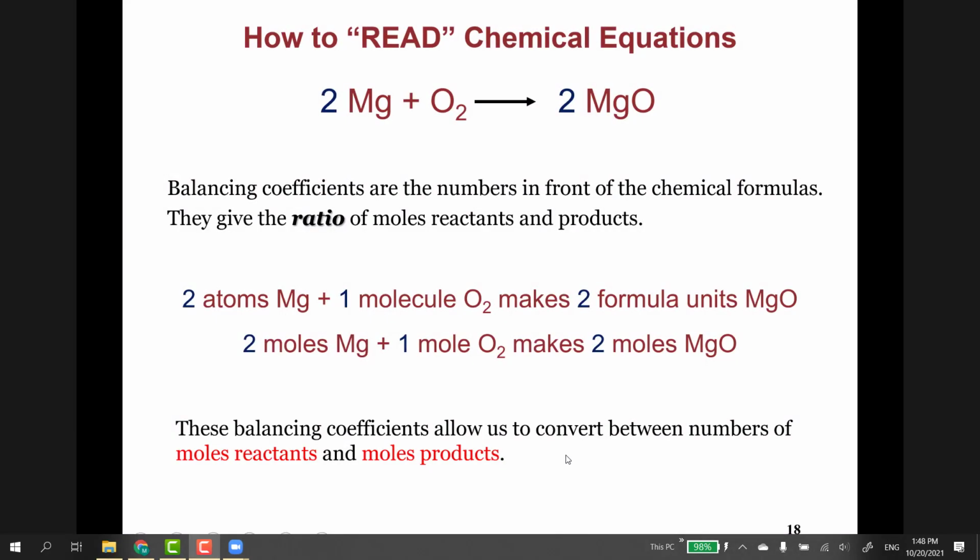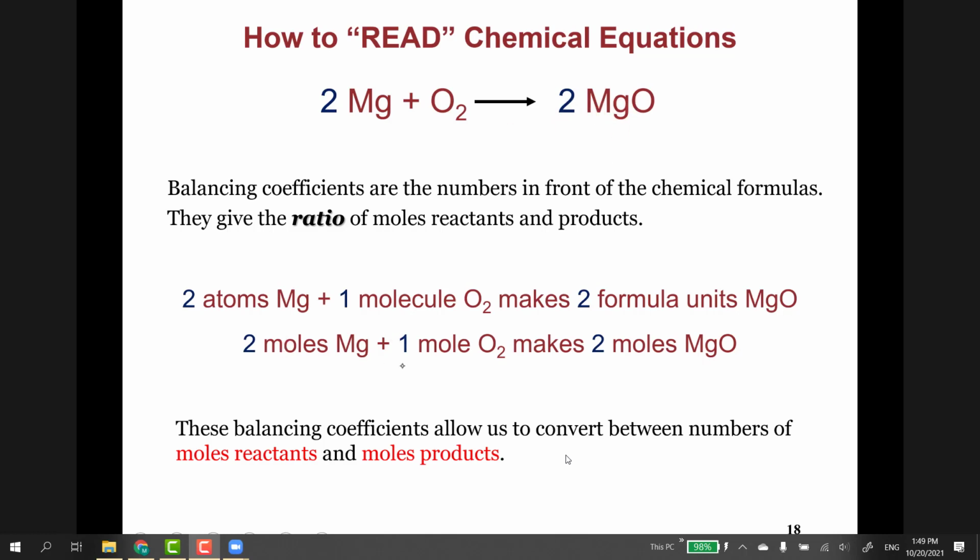But in general, how do you read a chemical reaction, or what type of information do you extract from it? Basically, the balancing coefficients, which are the numbers in front of each substance, give the ratio of moles of each of these substances to each other. So it says here that the reaction proceeds with a ratio of 2 atoms of magnesium to 1 molecule of oxygen to make 2 formula units of magnesium oxide, or 2 moles of magnesium reacting with 1 mole of oxygen to make 2 moles of magnesium oxide.